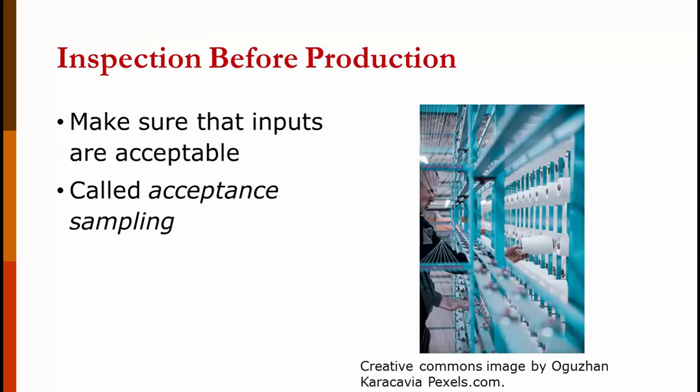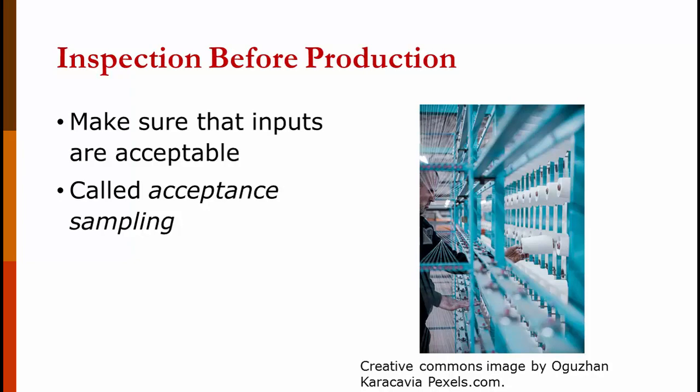Inspecting raw materials as they arrive before you use them is called acceptance sampling. You're checking to make sure that the inputs, the raw materials, are acceptable to you. I would argue that if you need to do this, you need to talk to your supplier. I would want to use suppliers where I didn't have to worry about the quality of what they were sending me. Now, of course, sometimes with agricultural products, you don't have a choice.